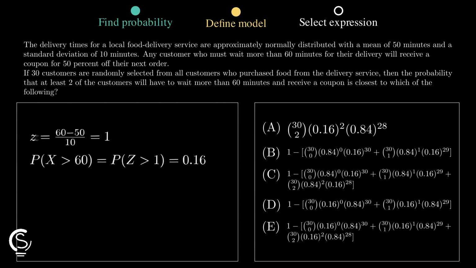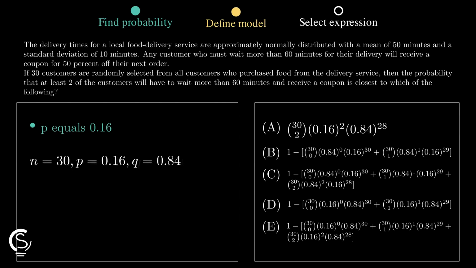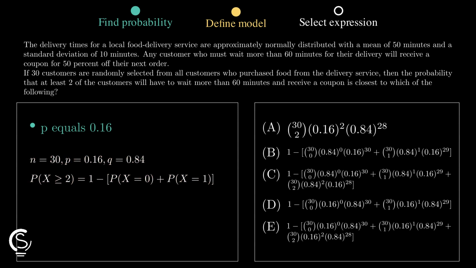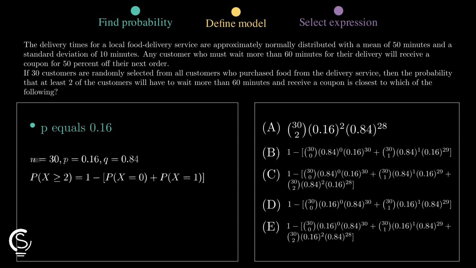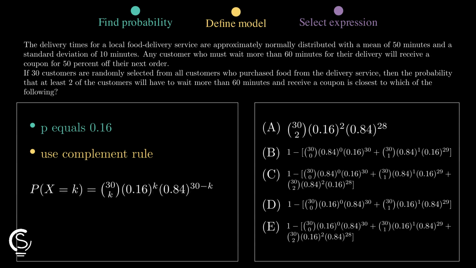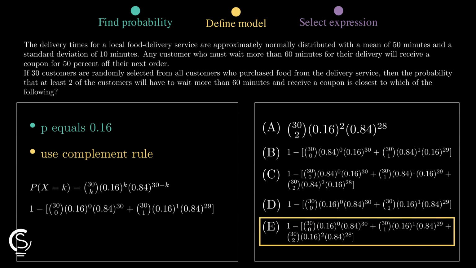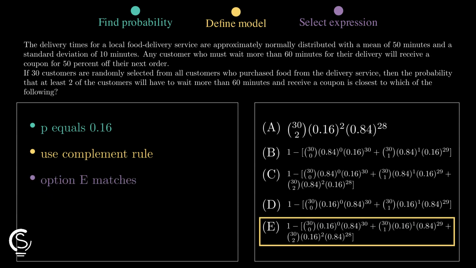Now, model the 30 customers as a binomial experiment. We want the probability of at least 2 successes. It is easier to calculate the complement, 0 or 1 total success. Finally, apply the binomial formula for 0 and 1 successes. Subtracting this sum from 1 gives the probability of at least 2 successes, which matches our final correct option E.